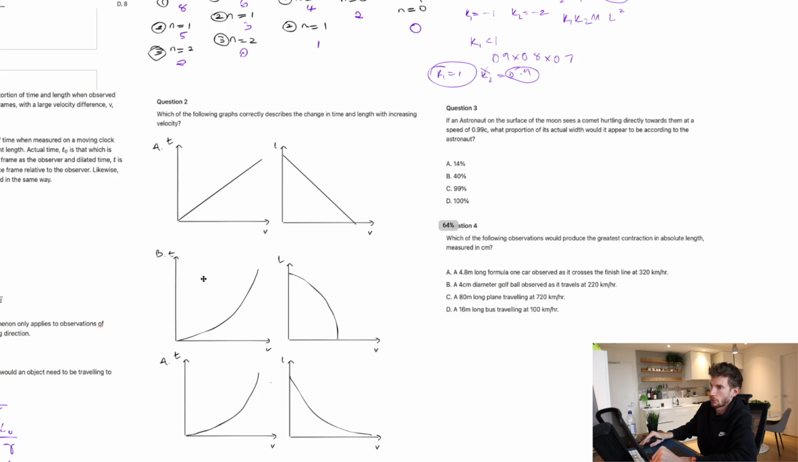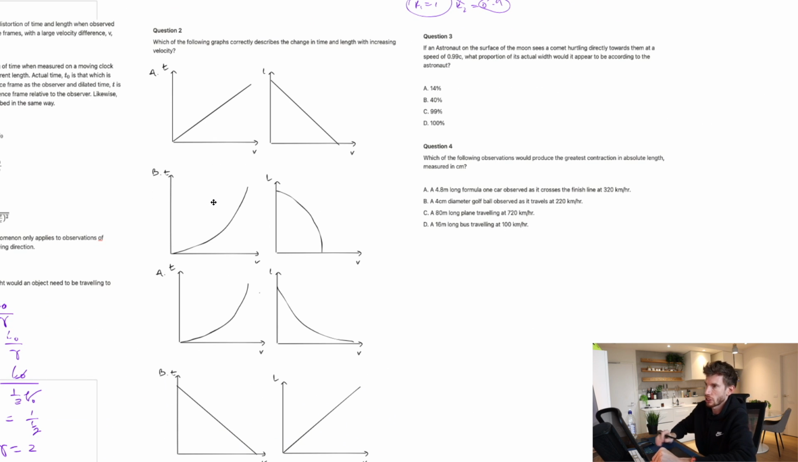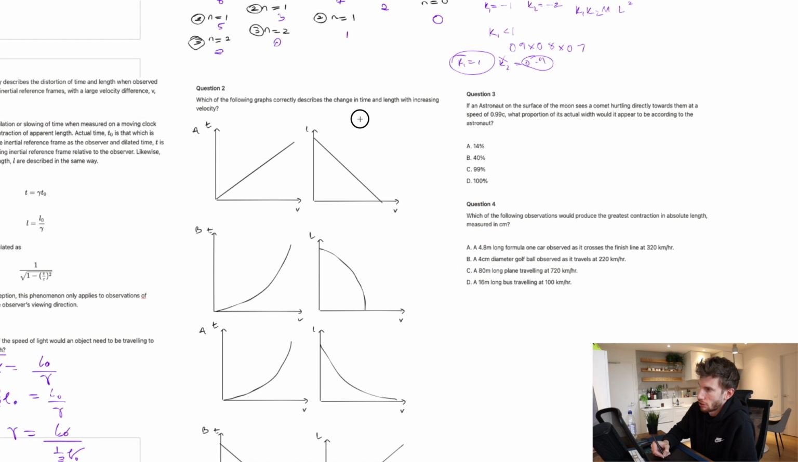Cool. The next one then, so a graph question. Which of the following graphs correctly describes the change in time and length with increasing velocity? So this we have to qualitatively and graphically analyze the formula. If we look at the relationship between them, we know that time increases with increasing velocity, and we also know that length decreases. So this already helps us quite a bit.